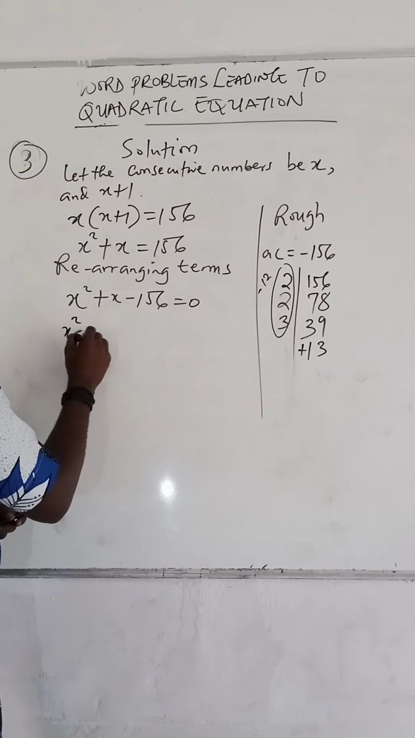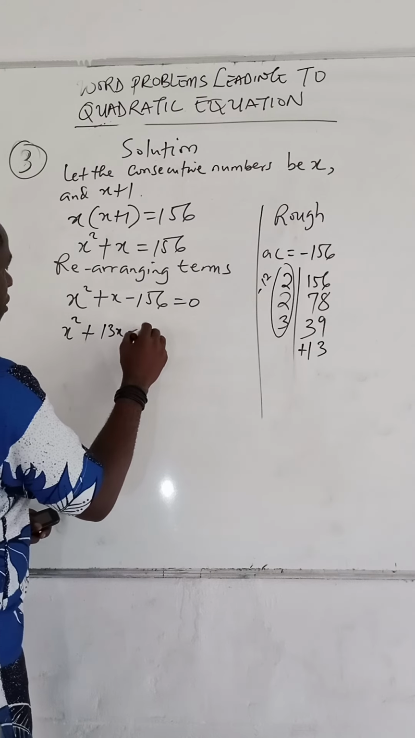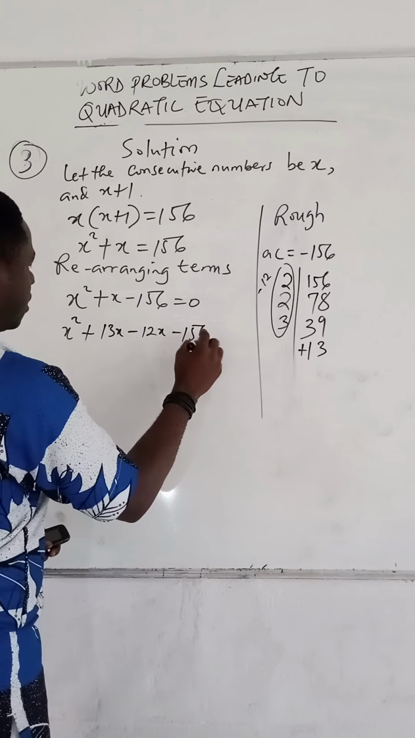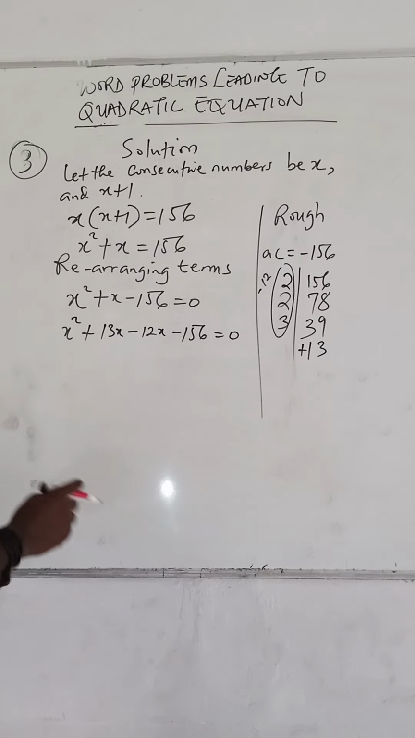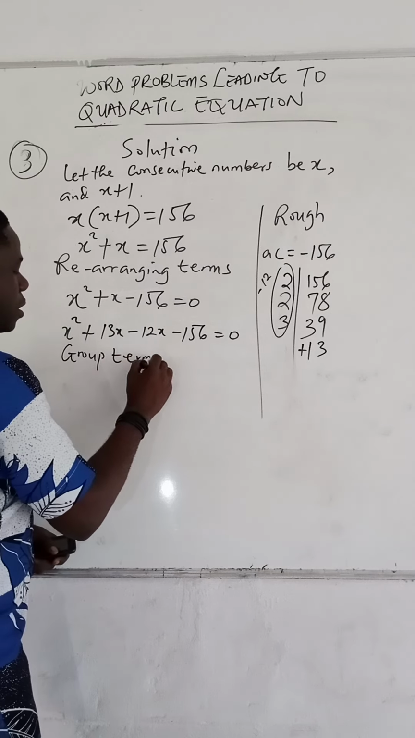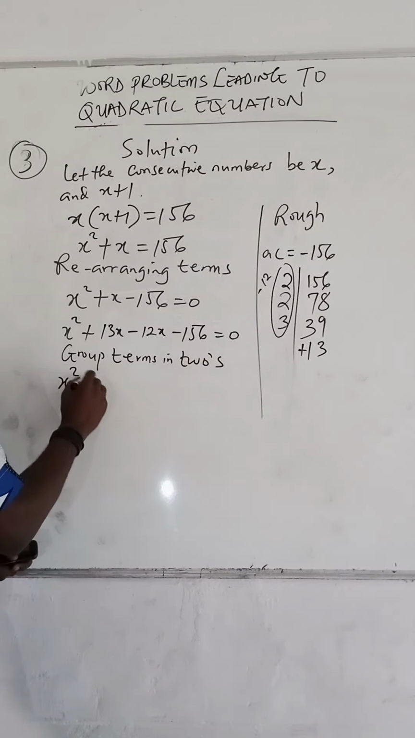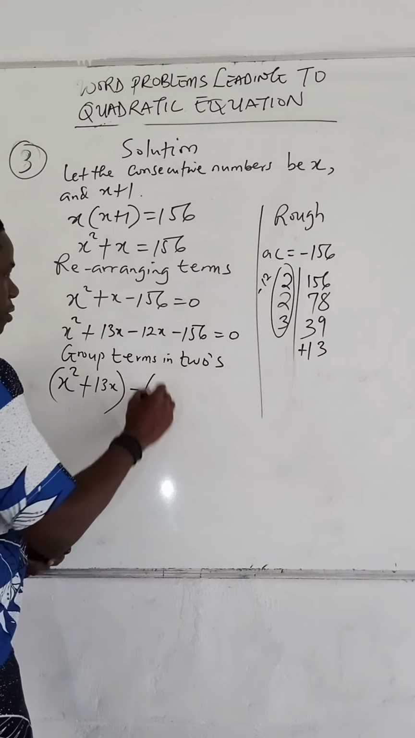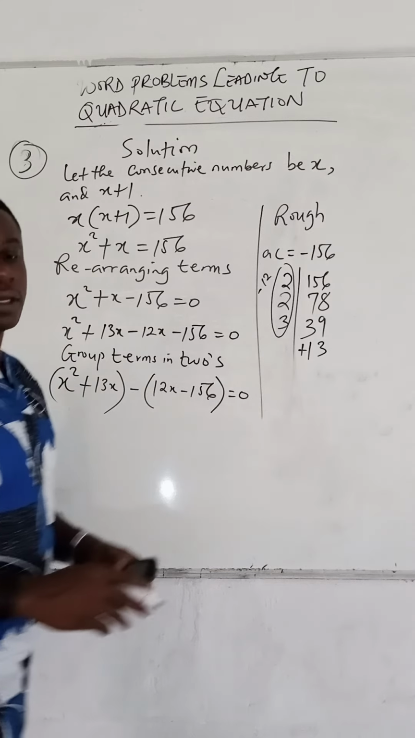So x squared plus 13x minus 12x minus 156 equals 0. The next thing we are going to do is to group terms in twos. So this becomes x squared plus 13x, minus 12x minus 156 equals 0.